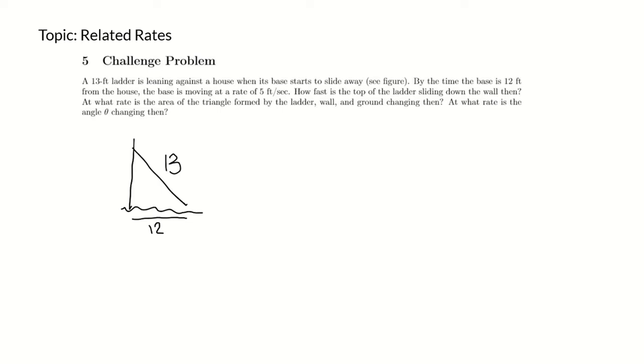So that means dB dt, or the rate of change of the base, is 5 feet per second, but the ladder is just sliding away like this. I'm going to put the units feet per second. Whereas the 13 and the 12 are just measurements. What we want to know is how fast is the top of the ladder sliding down the wall. So that means we want to find this, which is dH dt.